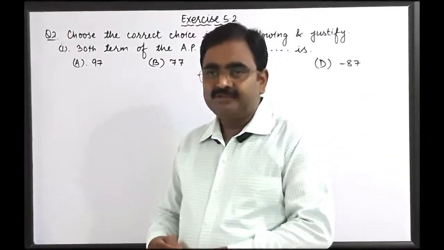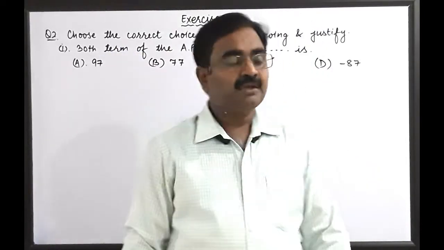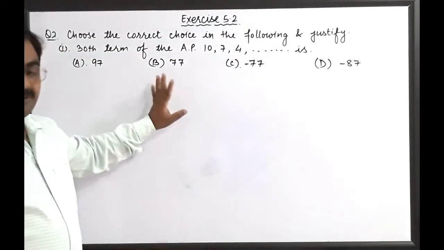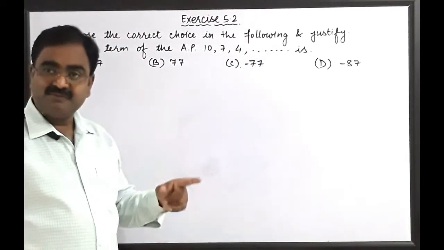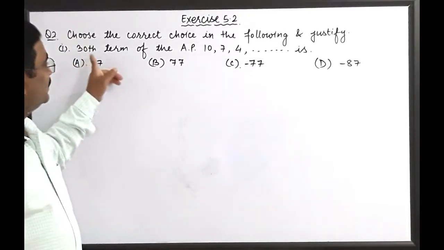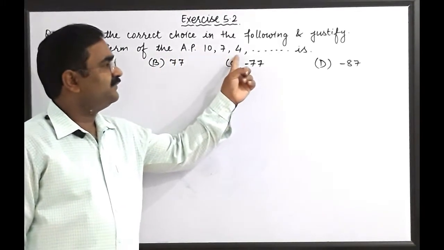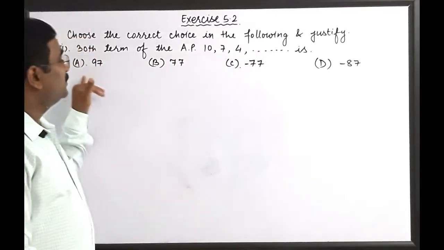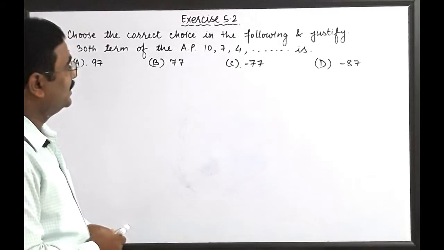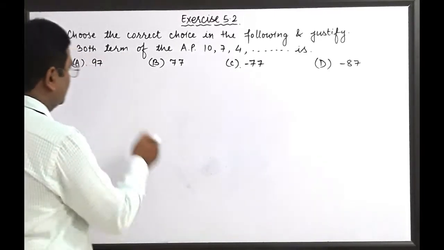Okay friends, see the second question. In the second question it is given, choose the correct option. Choose the correct choice in the following and justify. There are two questions given in this, and that one I'm going to solve. The first is given: the 30th term of this arithmetic progression 10, 7, 4, etc. is, meaning which option is right. The justification is given. Okay, as the series is given, let us see the solution of it.